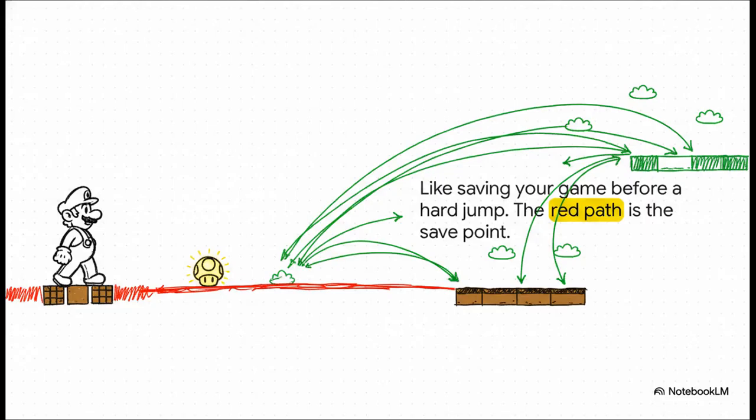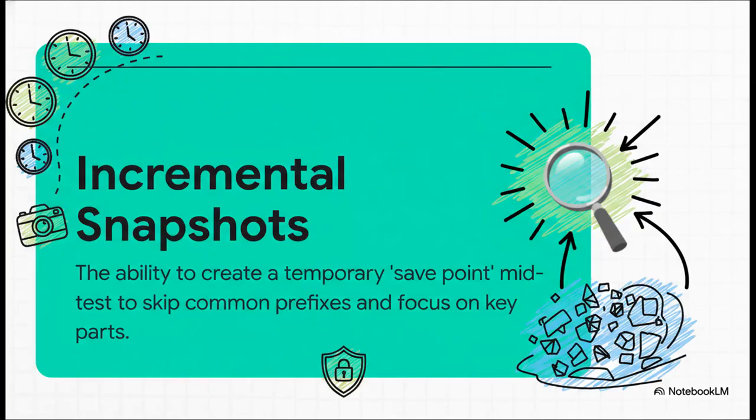And this is it. This is the save game moment. And honestly, this Super Mario visual is perfect. Imagine the red path is the fuzzer, just playing through the easy, repetitive part of the level. Then, right before a super difficult jump, it creates a save point. From there, it can try thousands of different ways to make that jump. Those are the green paths. Instantly resetting to that save point every single time, without ever having to replay all those boring parts of the level again. So the technical term for this save point is incremental snapshots.